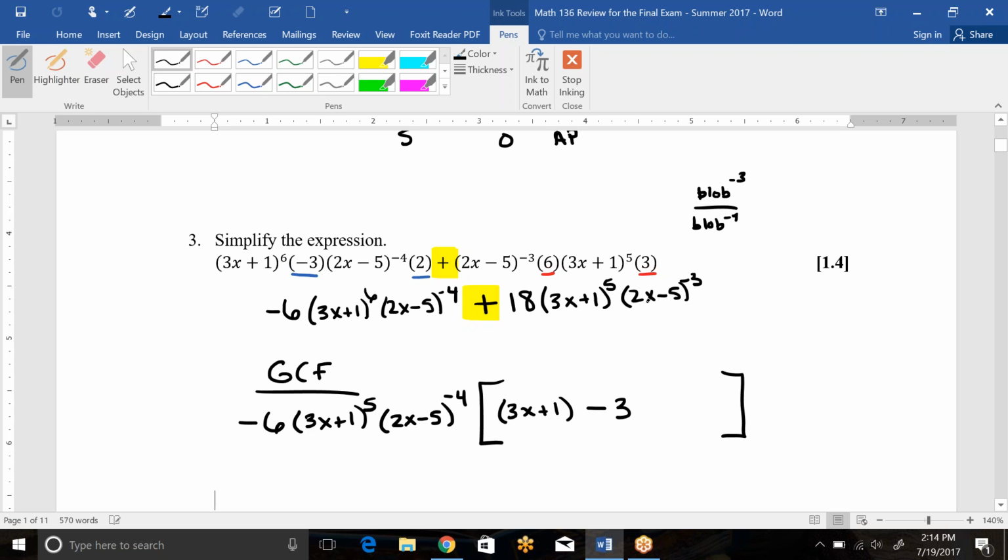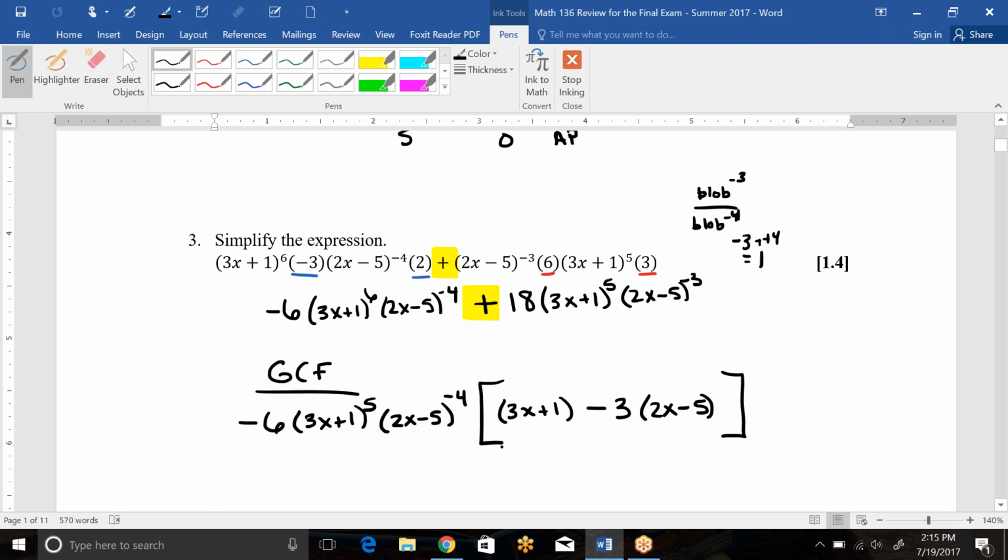Blobs are just easier than writing this because it's going to confuse people when you see all the bases. When you have two bases stacked as a fraction, you subtract their exponents if they have the same base, which these do. They're both 2x minus 5s. So when we subtract, this is negative 3 minus negative 4. That's actually plus, plus. So it comes out as a positive 1. So we're left with 2x minus 5 to the positive 1 power.